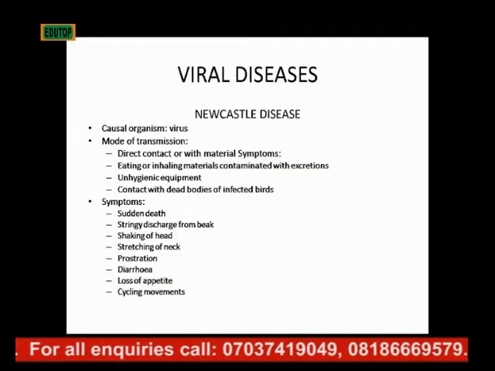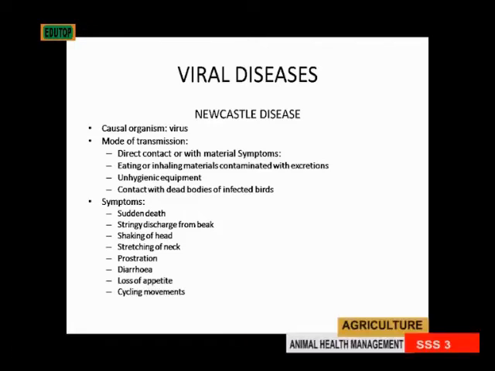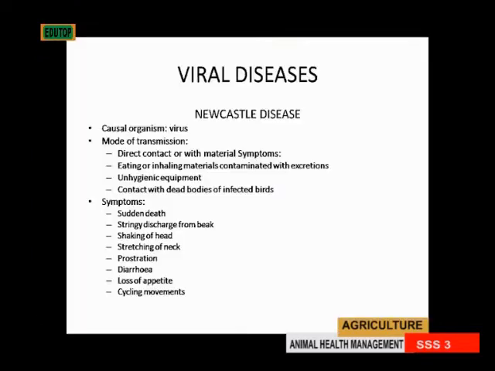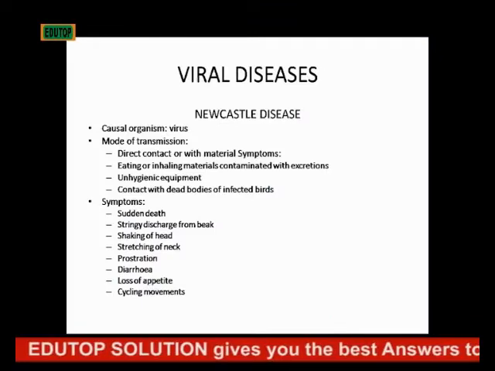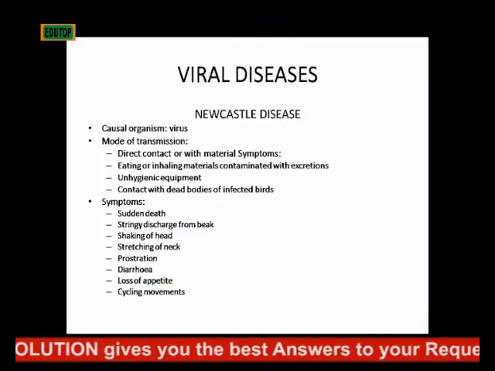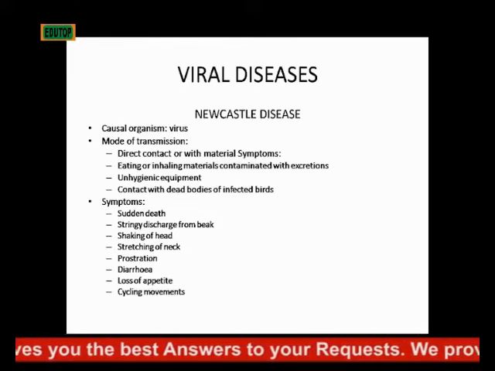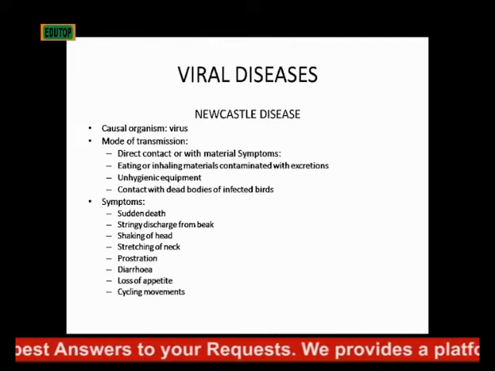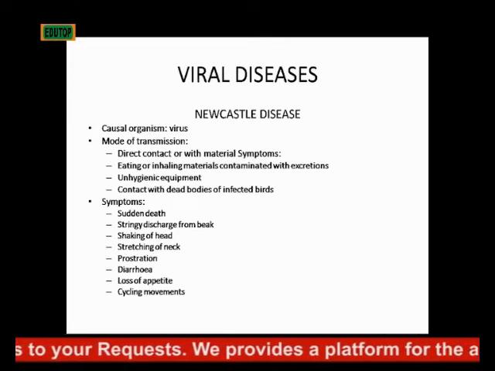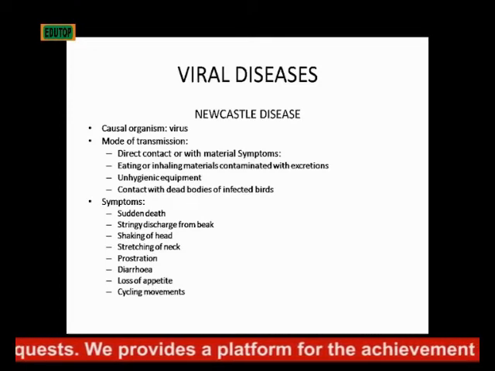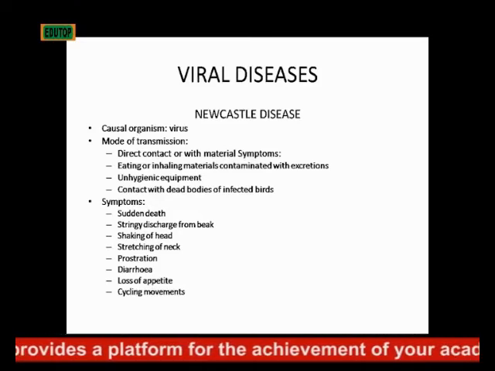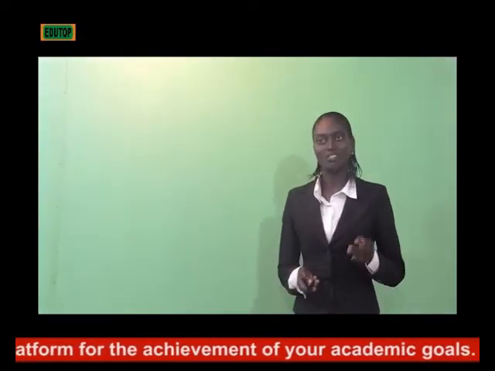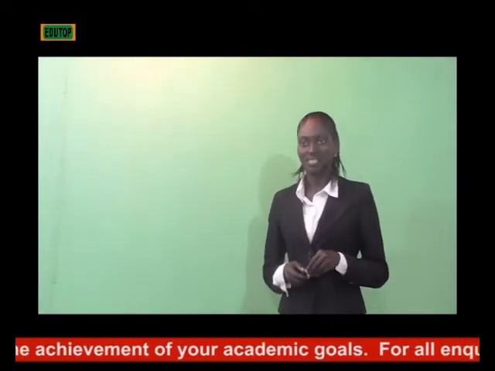Then sometimes you see stringy discharge from the beak, that's in poultry. Then the animal begins to shake its head, to turn its head, and then you suspect Newcastle disease. Then the animal stretches its neck, and there is prostration. Another symptom is diarrhea, then loss of appetite. The poultry doesn't want to feed anymore. Then it begins to have a circling movement, moving around in a circle like that. So that's an indication of Newcastle disease.